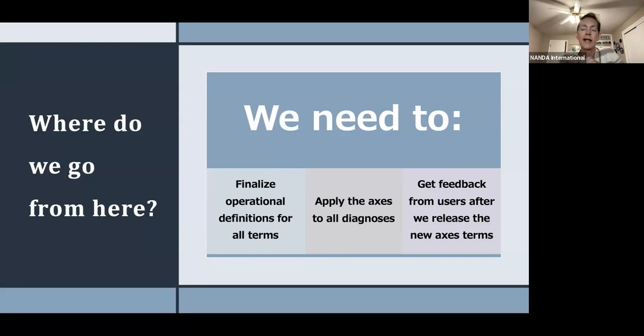We then have to apply the axes to all the diagnoses. Here it's important to remember that you don't necessarily have every axis represented. In fact, you rarely have every axis represented in every diagnosis. So you will see where we may have an age axis and there may not be a term there. It's not because we overlooked it; it's because it's not relevant to that term. It doesn't specify anything that can help you filter your data. And the goal of this first release will really be to get feedback from users.